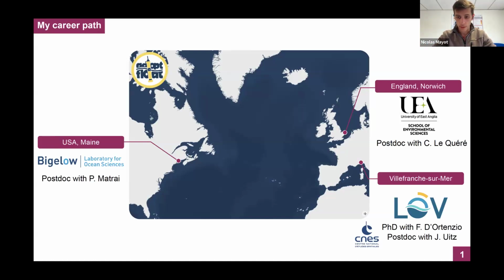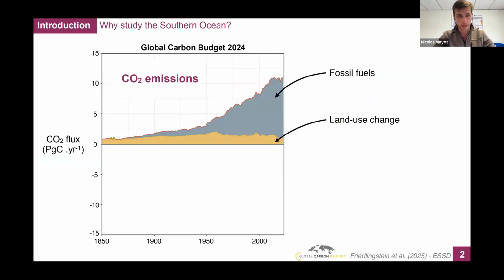In terms of my research, or what I'm going to present today about the Southern Ocean, why is it important to study the Southern Ocean? To explain this, I'm going to use a figure from the Global Carbon Budget, which publishes every year information about the CO2 emission and the CO2 sink. This figure represents the CO2 fluxes on the y-axis and the time, the year, on the x-axis. The positive side of this figure represents the CO2 emission.